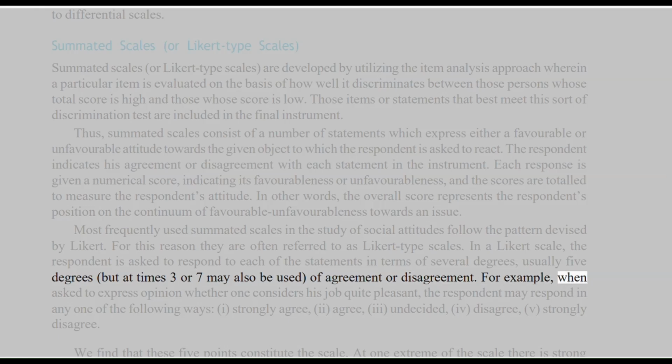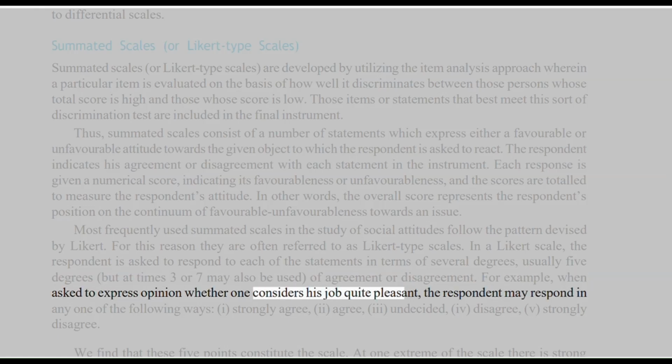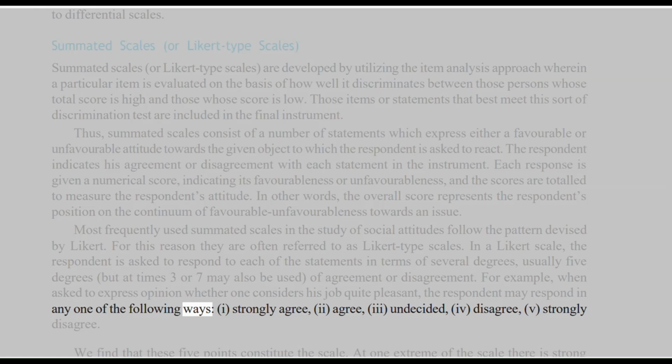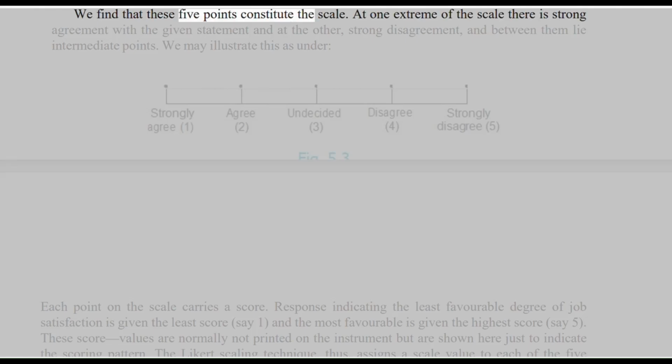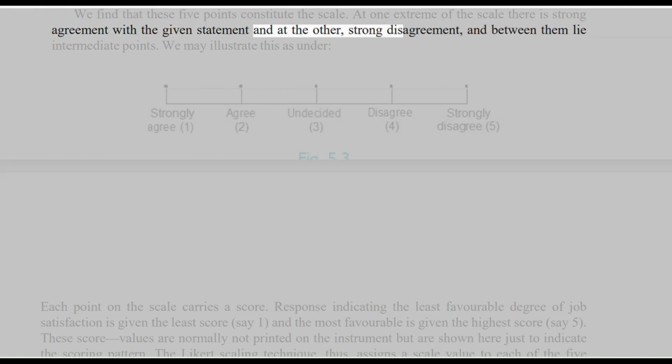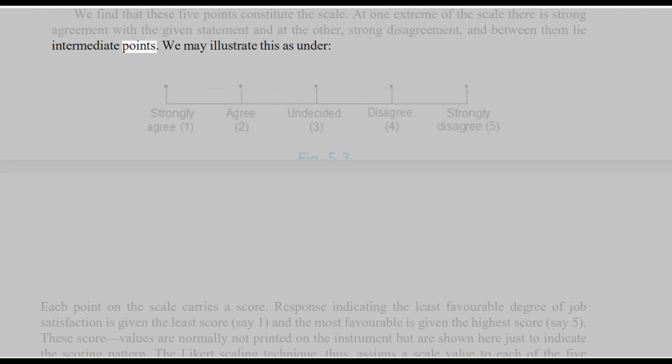For example, when asked to express opinion whether one considers his job quite pleasant, the respondent may respond in any one of the following ways: 1. strongly agree, 2. agree, 3. undecided, 4. disagree, 5. strongly disagree. We find that these 5 points constitute the scale. At one extreme of the scale there is strong agreement with the given statement, and at the other, strong disagreement, and between them lie intermediate points. We may illustrate this as under, Figure 5.3.